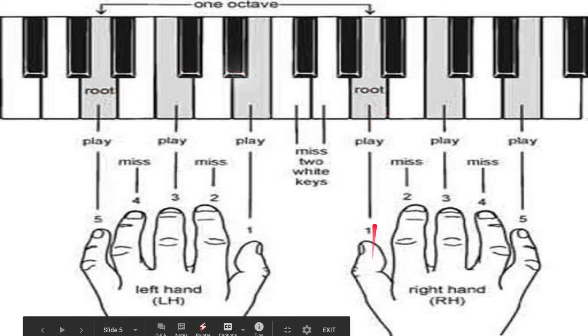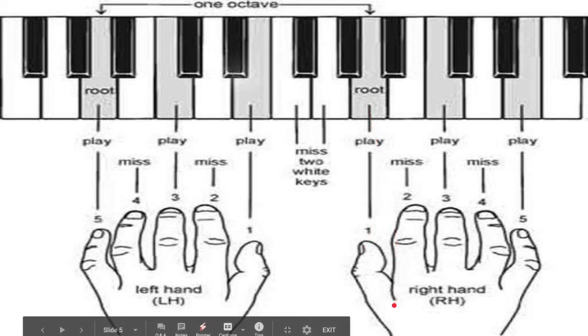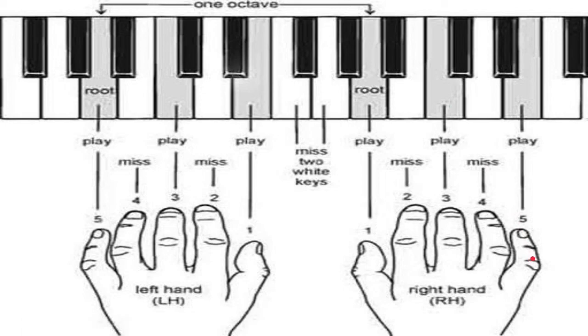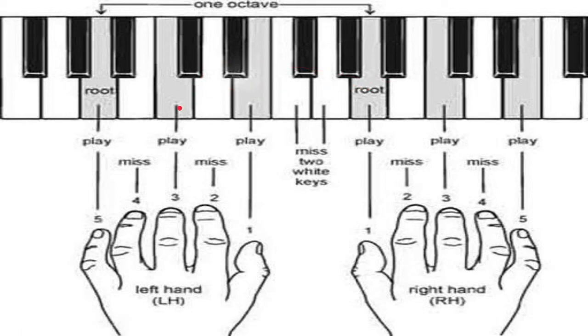So you play your first finger on the root with the right hand. The third finger goes with the third note, which is the C. And the fifth, because every chord is either a root, flat 3, fifth, or a root, third, fifth. In this case, it's a root, flat 3, fifth. Same thing with the major chord. So if we're in C, root, third, fifth, you would play finger 1, finger 3, finger 5.